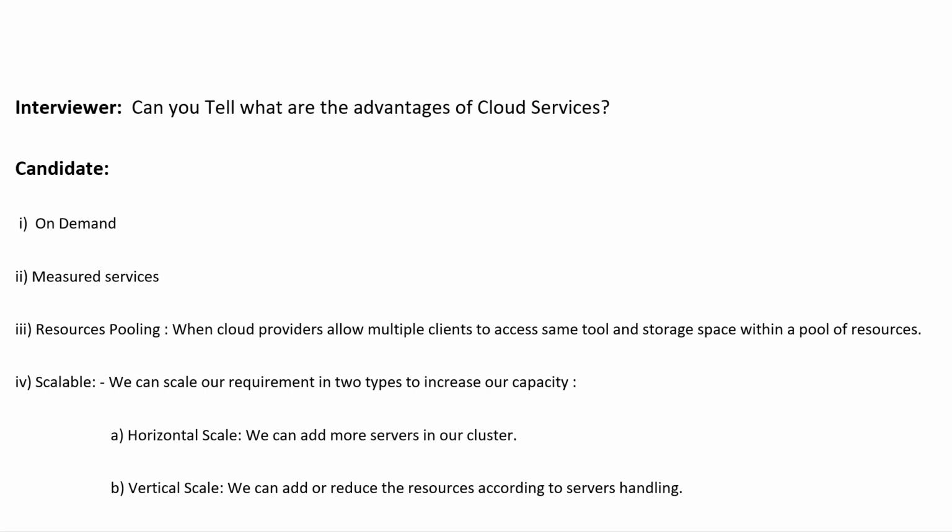Okay. Second is scalability. Scalable means, guys, we can scale our requirements in two ways to increase our capacity. Number one is horizontal scale. That means we can add more servers in our cluster. Next one is vertical scale. In vertical scale, we can add or reduce the resources according to the server handling.